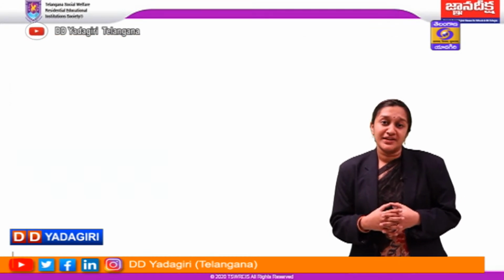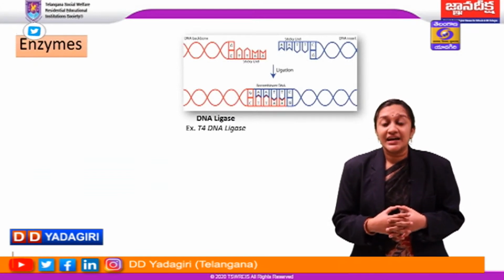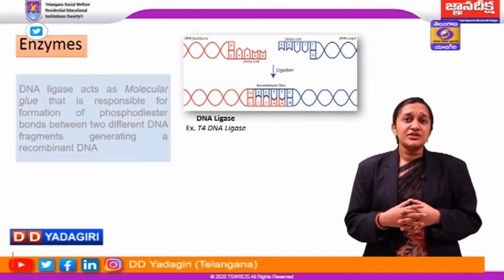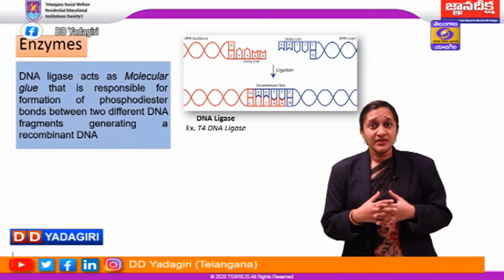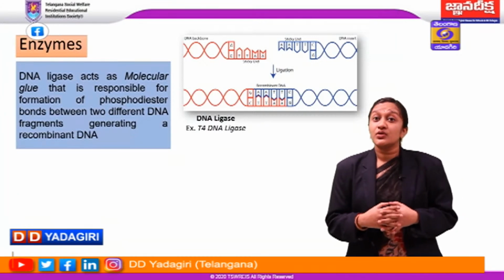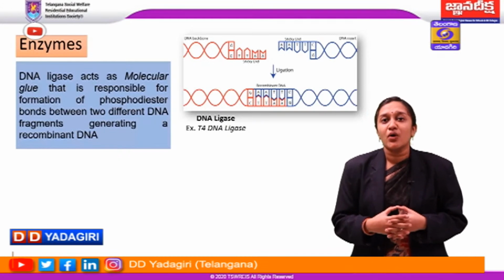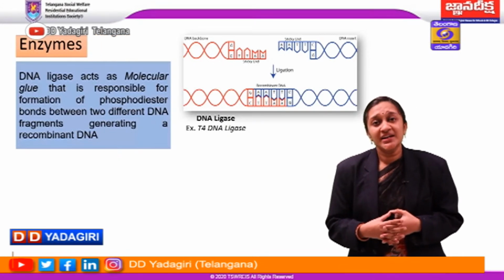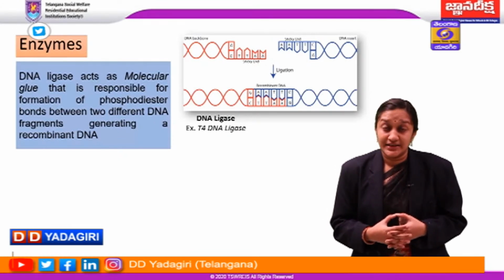The second important enzyme in recombinant DNA technology are DNA ligases that act as molecular glue. Molecular glue, what does it do? It is responsible for the formation of phosphodiester bond between the two DNA fragments that form the recombinant DNA. So, ligation is brought about by DNA ligase. An example is T4 DNA ligase.